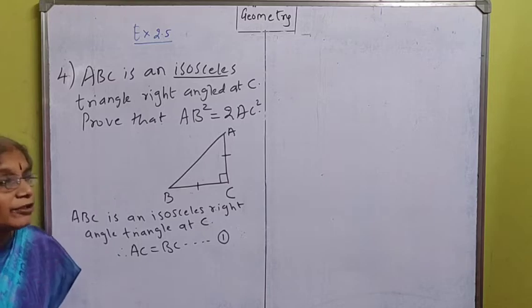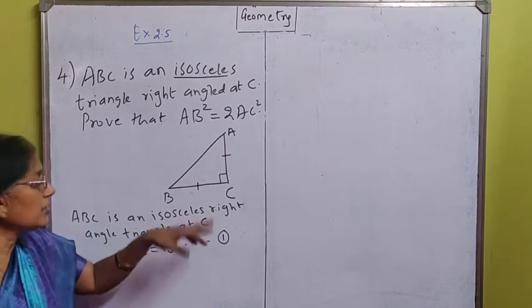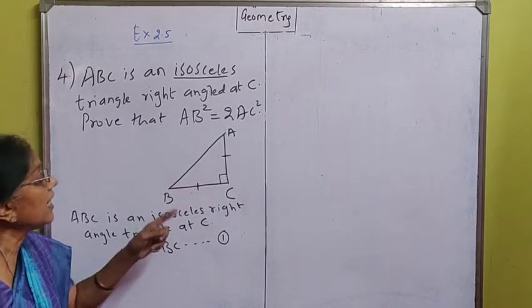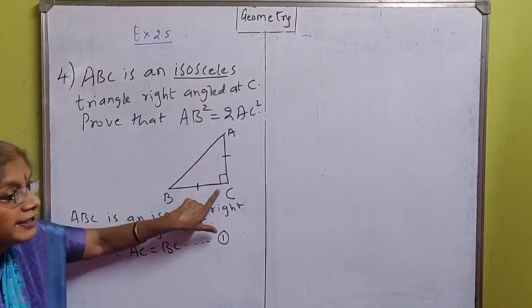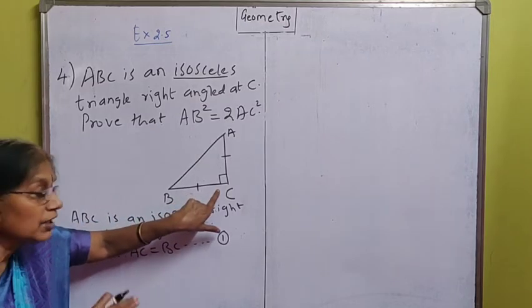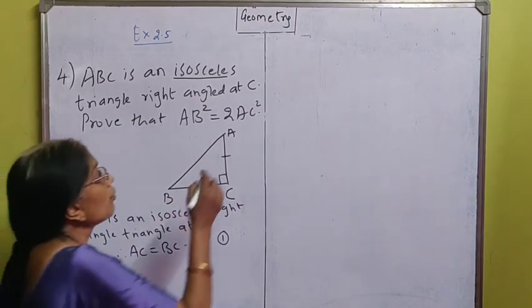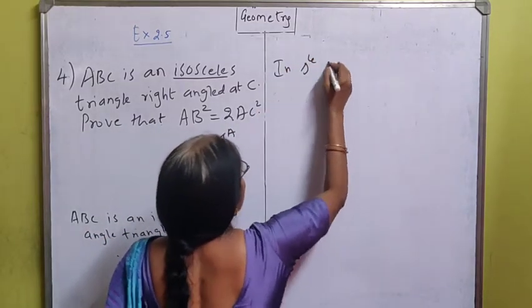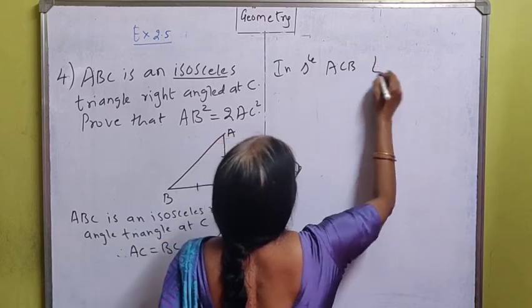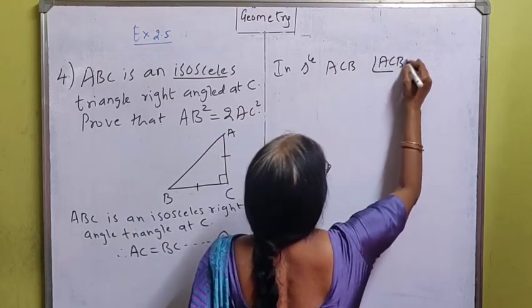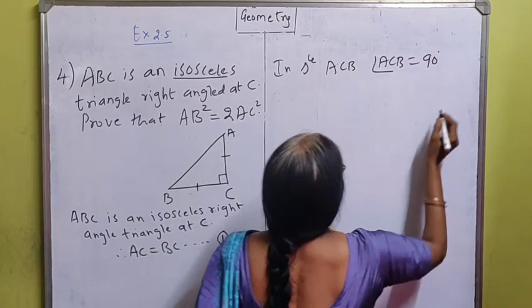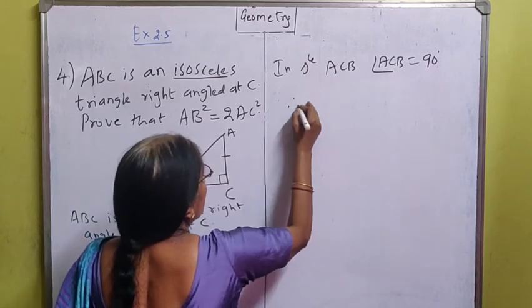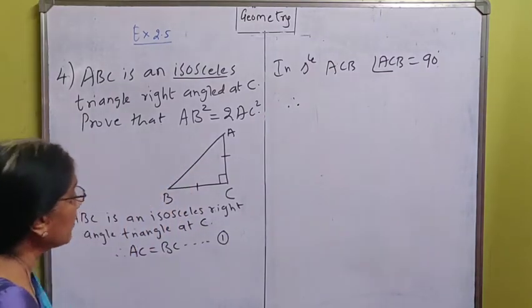Can we apply the Pythagoras theorem? Yes, because ACB is a right angle triangle and angle C is 90 degrees. If it is a right angle triangle, then only we can apply the Pythagoras theorem. So what will I write down? In triangle ACB, angle ACB is equal to 90 degrees. Therefore, use the Pythagoras theorem.